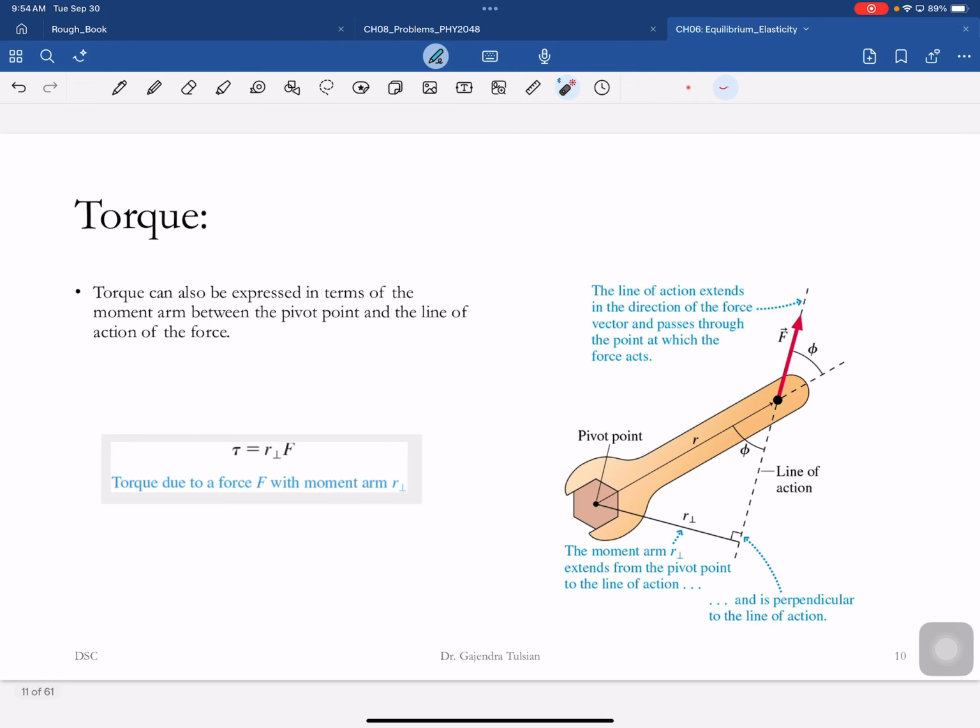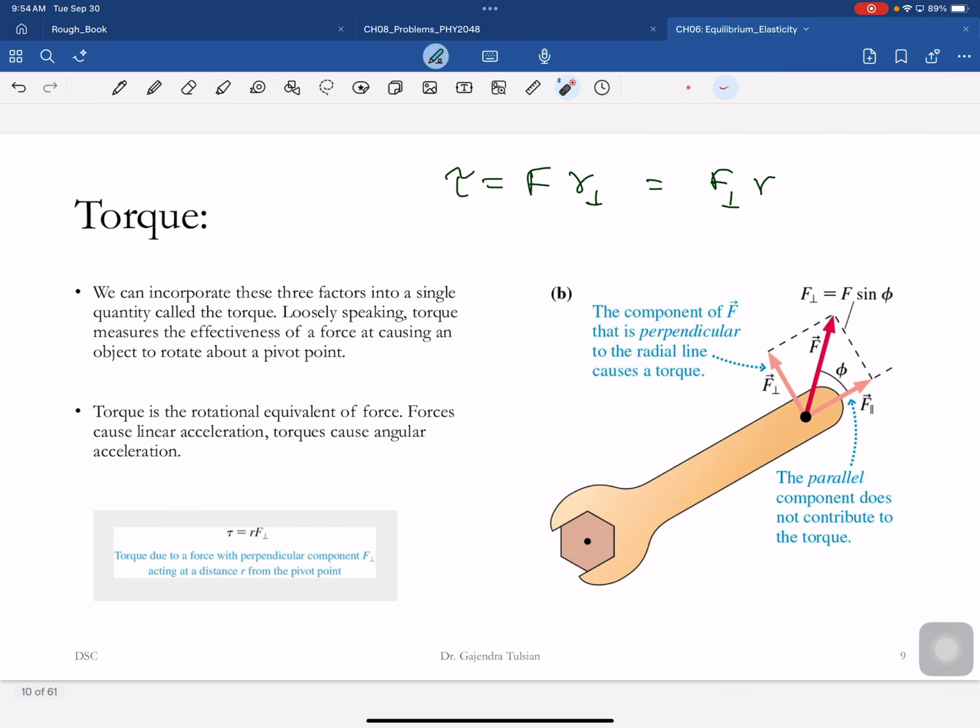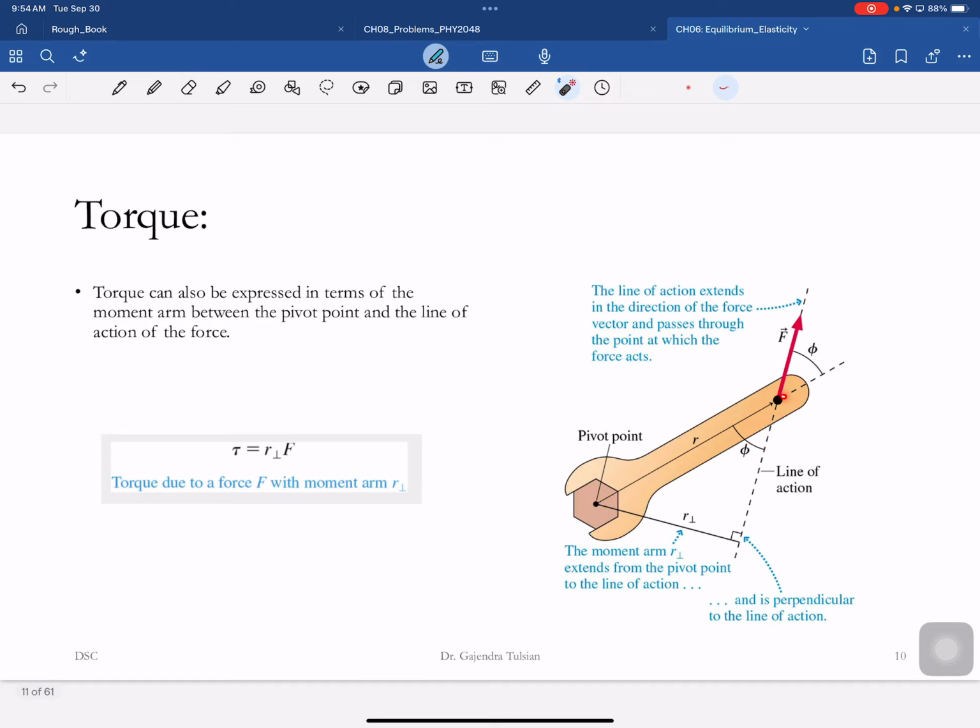All right, so you can write the torque using this formula or this formula. You can use the perpendicular component and that distance, or you can use the magnitude of the force and the moment arm. If you use the perpendicular component, this would be R. And in this formula, for the same setup, you can use the magnitude of the force and you would use this distance, and that's called the moment arm. So the torque is the moment arm times the force. Okay? Greater the moment arm, greater the torque.